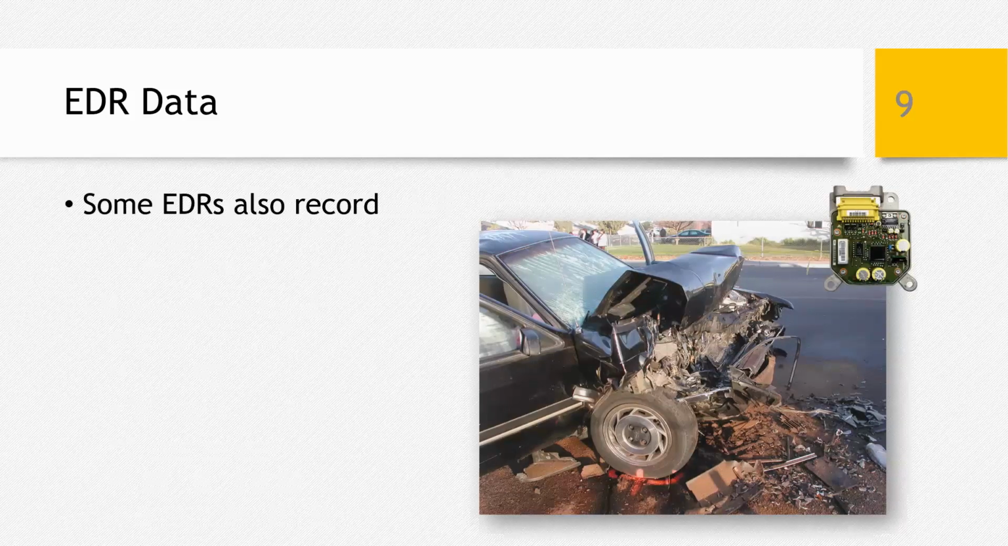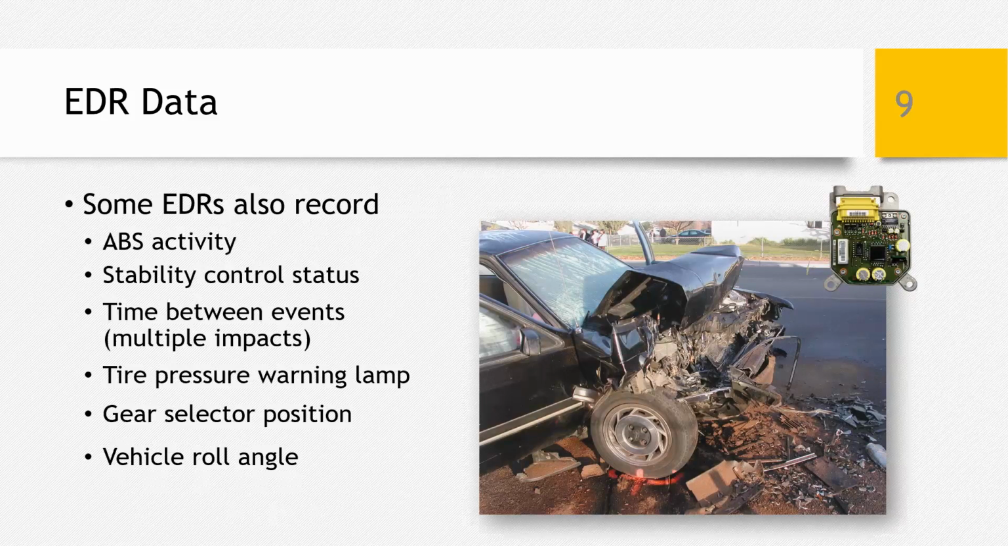NHTSA worked on setting some minimum standards on the types of data that must be recorded in certain EDRs, but the auto manufacturers aren't limited to the amount of data or types of data that can be recorded. So some EDRs also record things such as ABS activity. Was the ABS system activated? If so, when? Stability control status, time between events, tire pressure warning light.